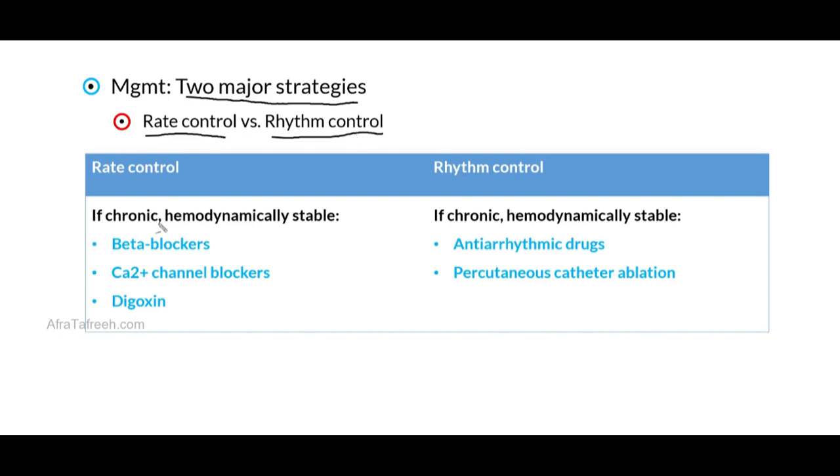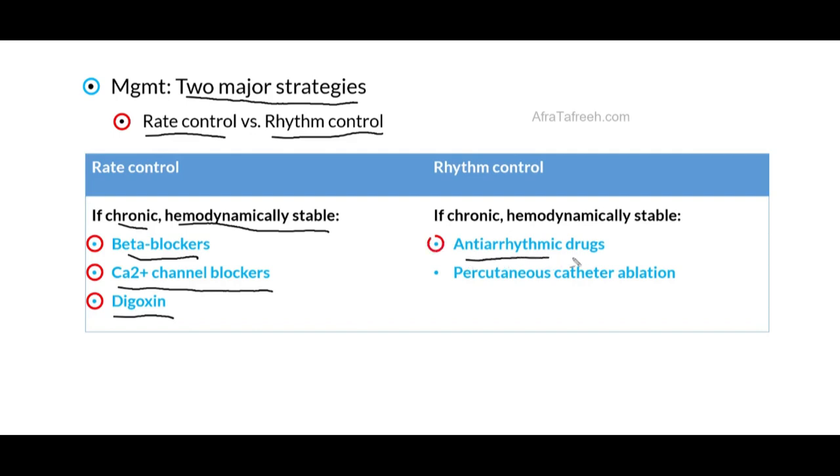If we are pursuing rate control for a patient with AFib, and that patient has disease that is chronic as well as hemodynamically stable, then we can utilize beta blockers, calcium channel blockers, or digoxin. However, if we are pursuing rhythm control, once again in our chronic, hemodynamically stable patients, we can use either antiarrhythmic drugs, or we can use procedures such as percutaneous catheter ablation, in which we can ablate the patient's abnormal foci.